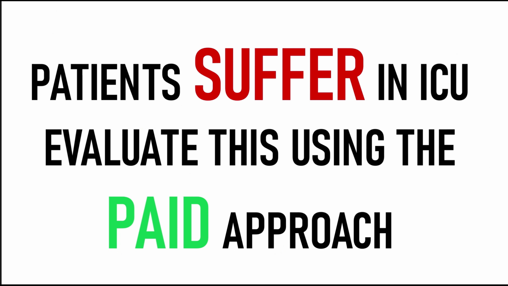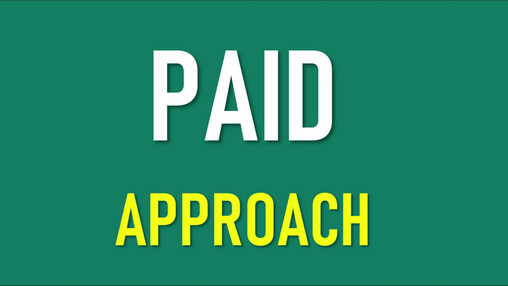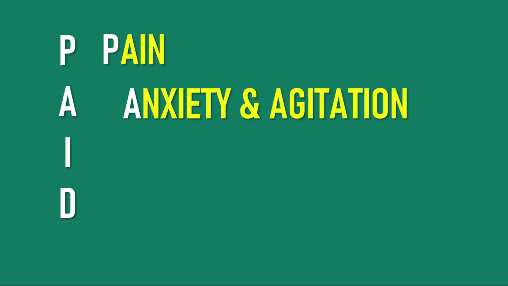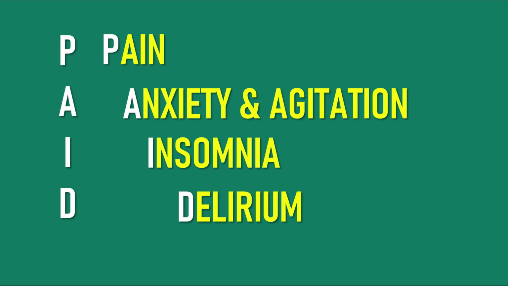Patients suffer in ICU, and you need to quantify and evaluate their suffering using a system. The system I use is the PAID approach. If you're familiar with the guidelines for analgesia and sedation from SCCM and other organizations, their version is called PADIS. I think it's excessively complicated. This is more straightforward. So we have PAID. P is for pain, A is for anxiety and agitation, I is for insomnia, and D is for delirium. These are the 4 major problems that the patient has neurologically.